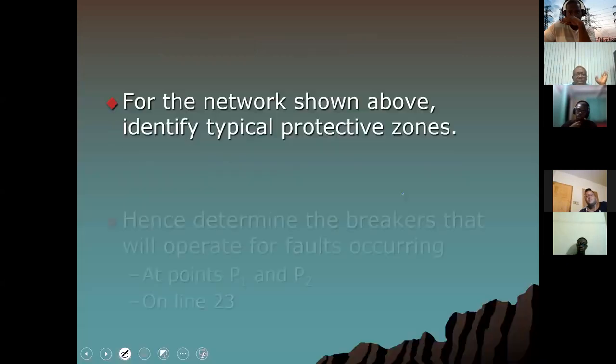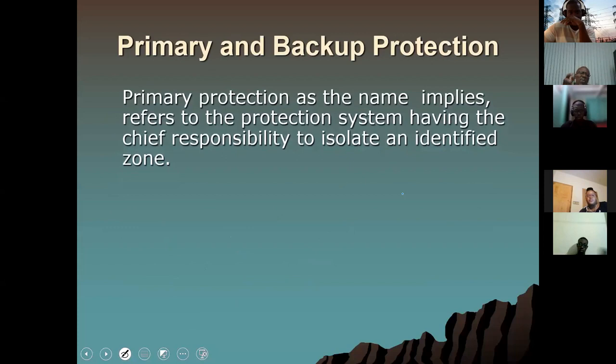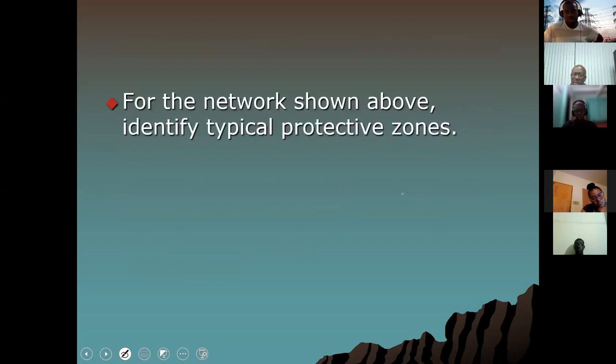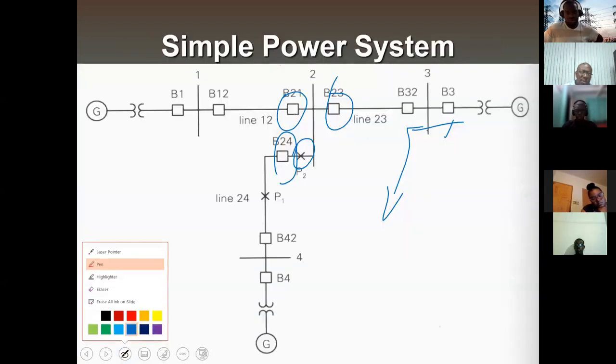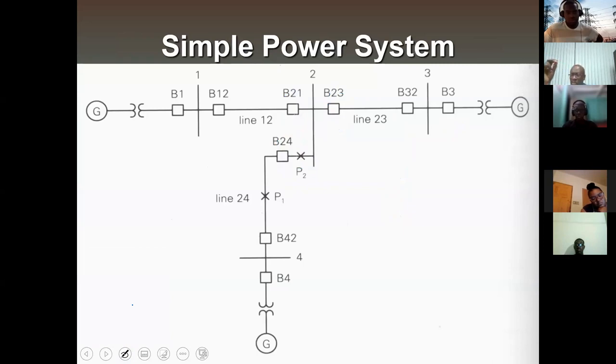All right, so that's basic introduction. So I want to talk now about primary and backup protection. For primary protection, what we have is the protection with primary or chief responsibility to identify and isolate the zone. So coming back to what I said to you just now, Mr. Johnson, with the escalation, it became a bus bar fault. So it would be the breakers associated with the bus bar that would trip, that would open, all right?